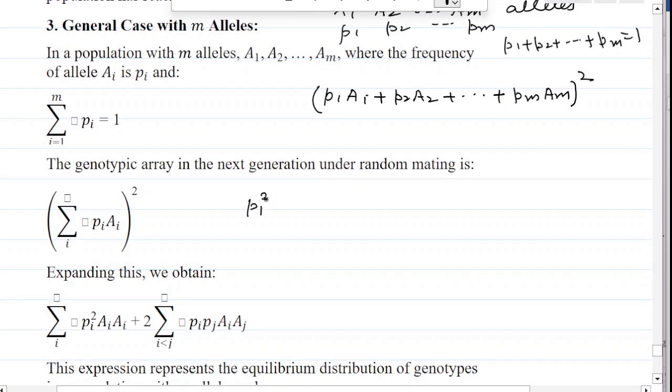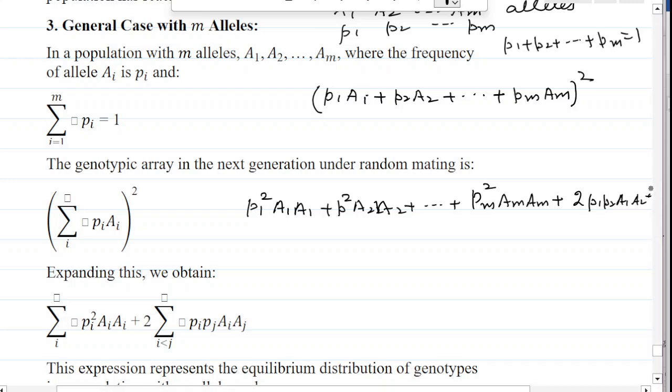So it is p1 square A1A1 plus p2 square A2A2 plus pm square AmAm, plus the cross product terms, twice the cross product terms, means p1 p2 A1A2, and so on and so forth.